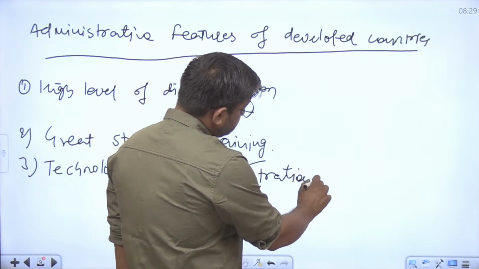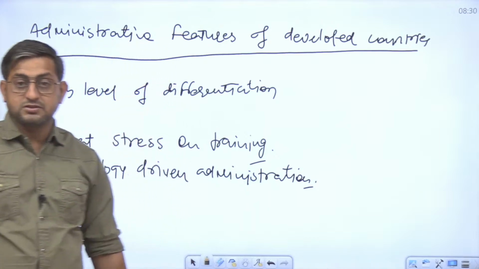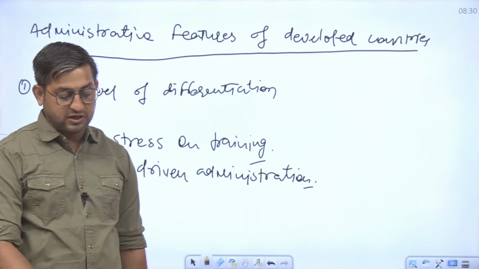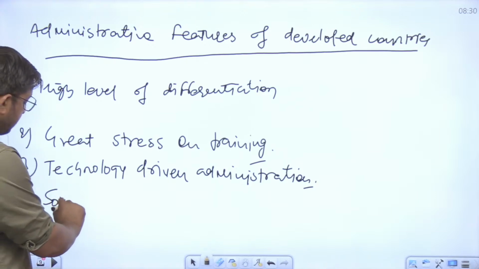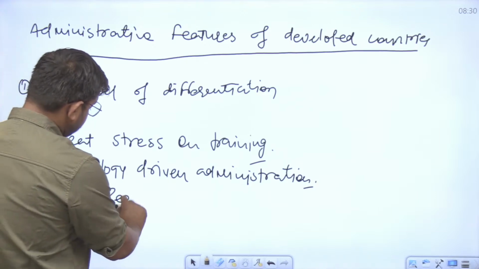So that is technology driven, or they use technology very much slowly and slowly. We are also starting with that. Similarly, in the developed countries, the regulatory regime is very strong, or sound regulatory regime.